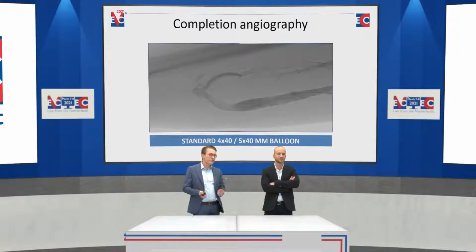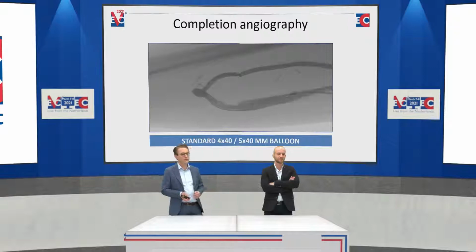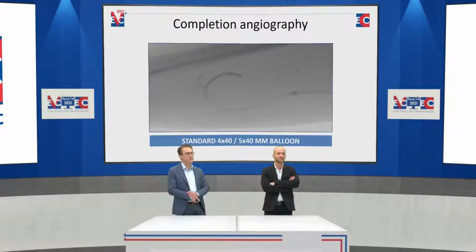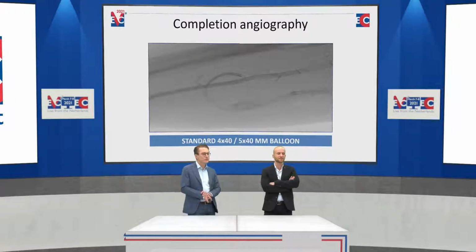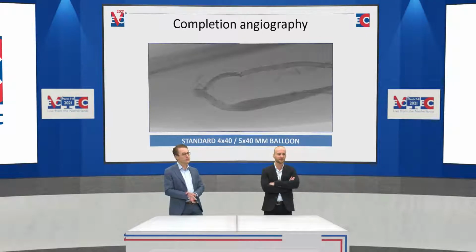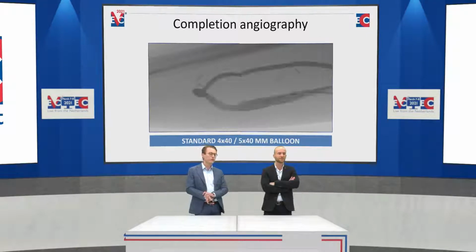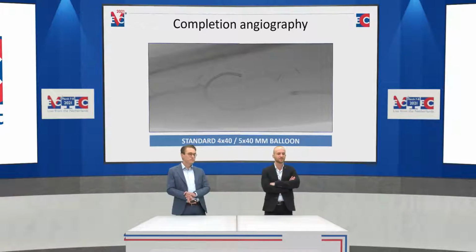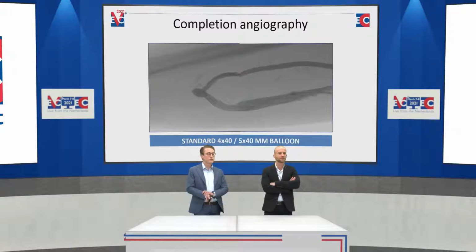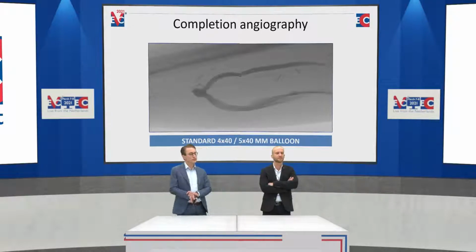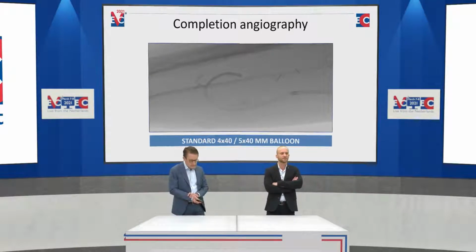In this case, 2 different sizes were used. There was a 4 millimeter balloon used for the radial artery and a 5 millimeter balloon for the cephalic vein. So we did the 5 millimeter, and this was the result. This was accepted as a good completion angiography, and the procedure was then finished. 3 months later, the problems have recurred. She's again at the angio suite, and this is the way it looks now.